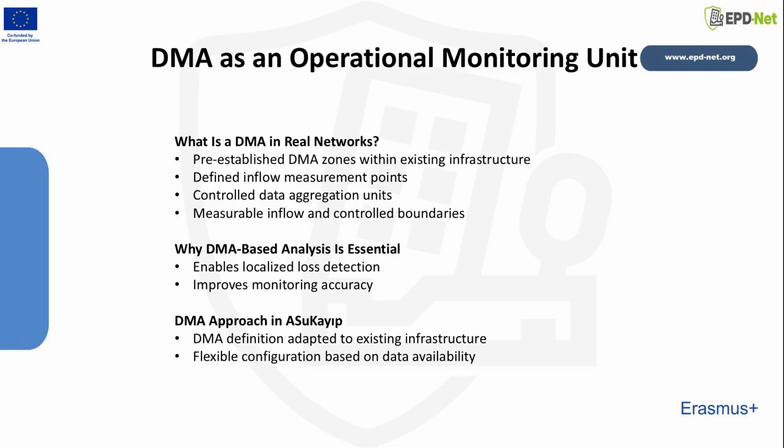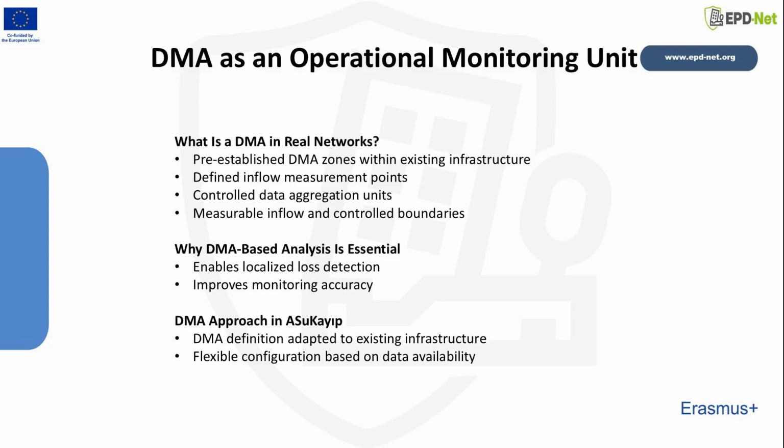In real water distribution networks, a district metered area is a hydraulically isolated section where water inflow can be accurately measured and monitored. By defining clear boundaries using valves and control elements, utilities can analyze water behavior within a limited and well-defined area. In this course, DMA is treated as an existing operational monitoring unit rather than a design concept. The physical segmentation and hydraulic isolation processes are outside the scope of this training. The focus is on performance evaluation within already established DMA zones.